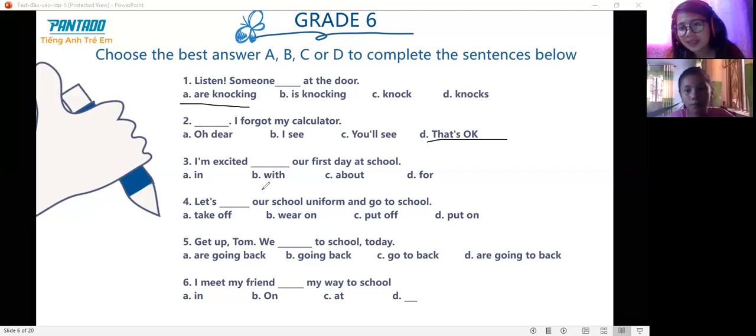Okay, what is your answer? Okay, we will go into answer this, okay? Okay, we will go into answer. The answer in number one is letter B, is knocking. Number two, the correct answer is letter D, that's oh dear. Number three, the correct answer is for. Number four, the correct answer is letter D. Number five, the correct answer is letter A. And number six, the correct answer is letter B.